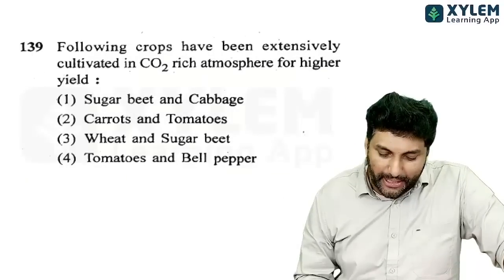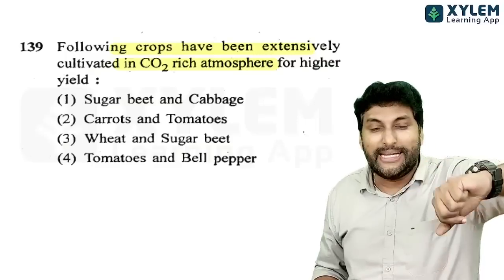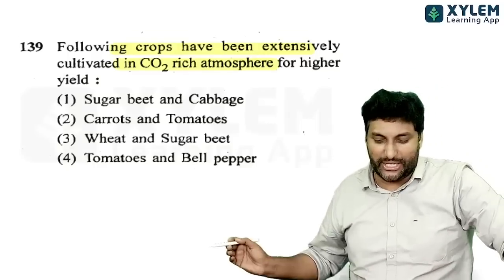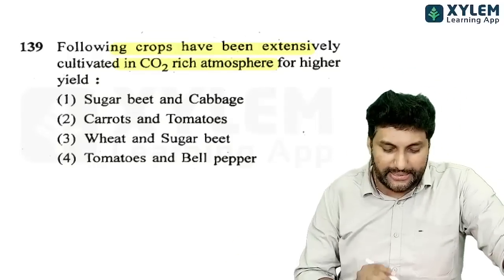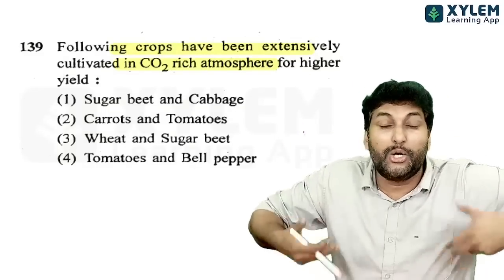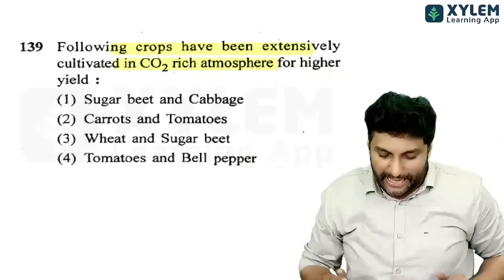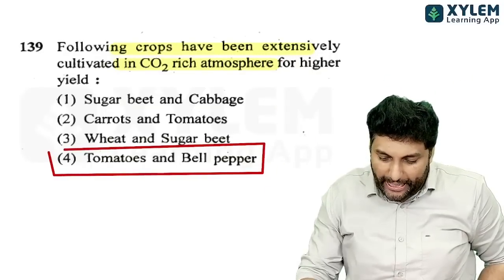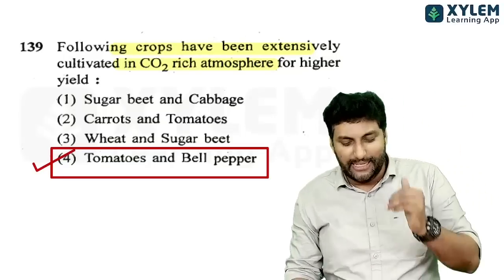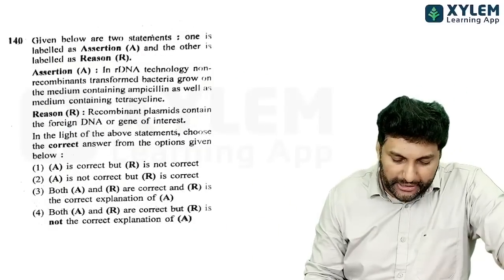Again, 139. Which of the following crops has been extensively cultivated in a carbon dioxide rich atmosphere? That means hot conditions, hot temperature, high carbon dioxide concentration. You can see from the chapter photosynthesis, it is given clearly under carbon dioxide concentration that some C3 plants can grow faster under greenhouse conditions when the carbon dioxide concentration is higher. And this example is tomato and bell pepper. Tomato and bell pepper, directly from the chapter photosynthesis. The example is given.